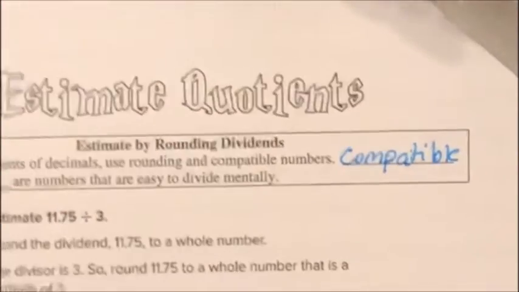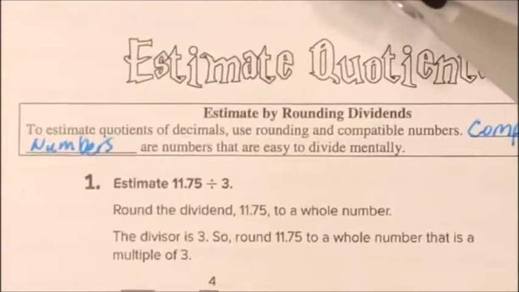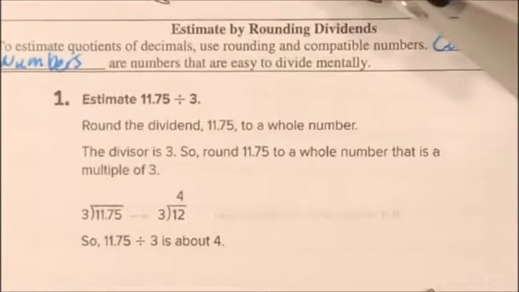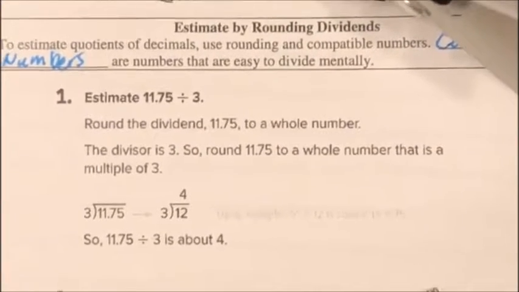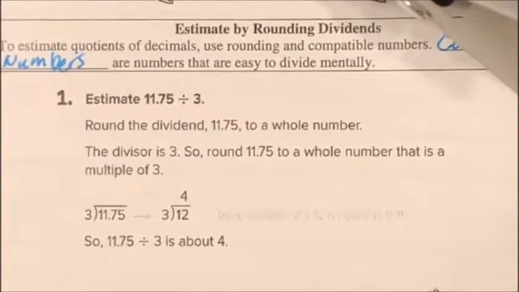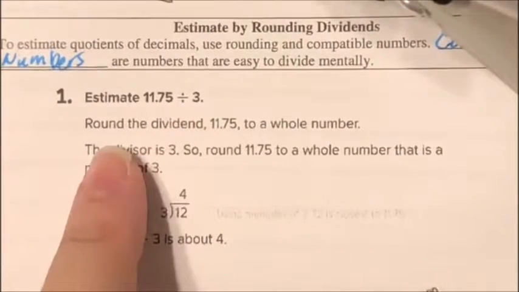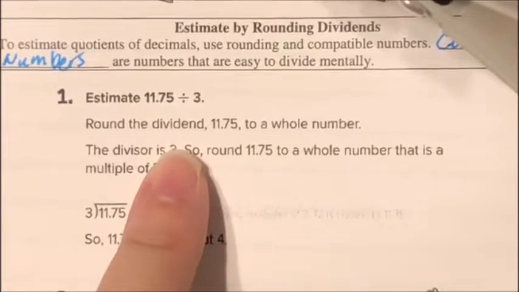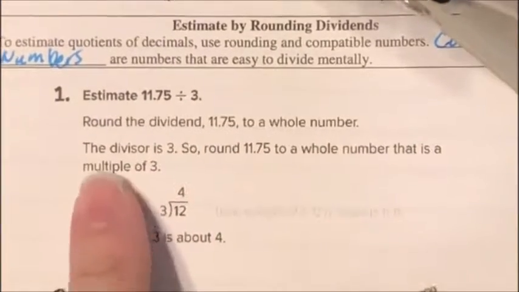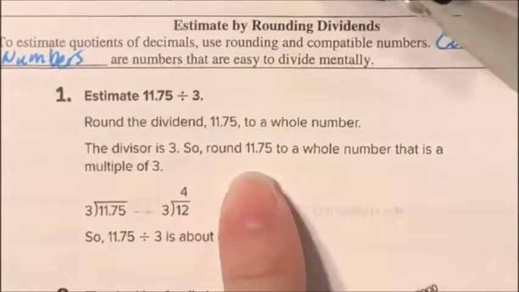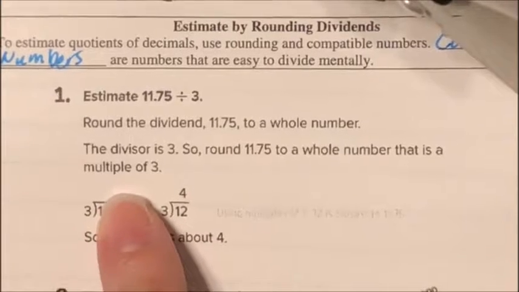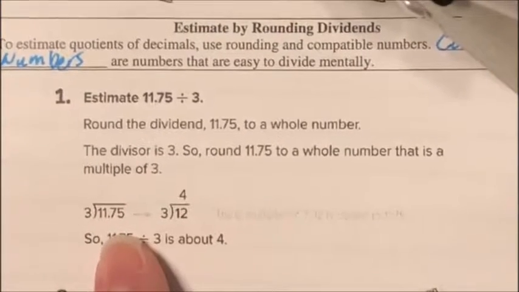All right, compatible numbers. So we have a couple of examples, so let's take a look. Example 1 says estimate 11.75 divided by 3. So I round the dividend, remember we talked about that last time, 11.75 to a whole number. The divisor is 3, so I'm going to round 11.75 to a whole number that is a multiple of 3. So the closest multiple of 3 is 12.